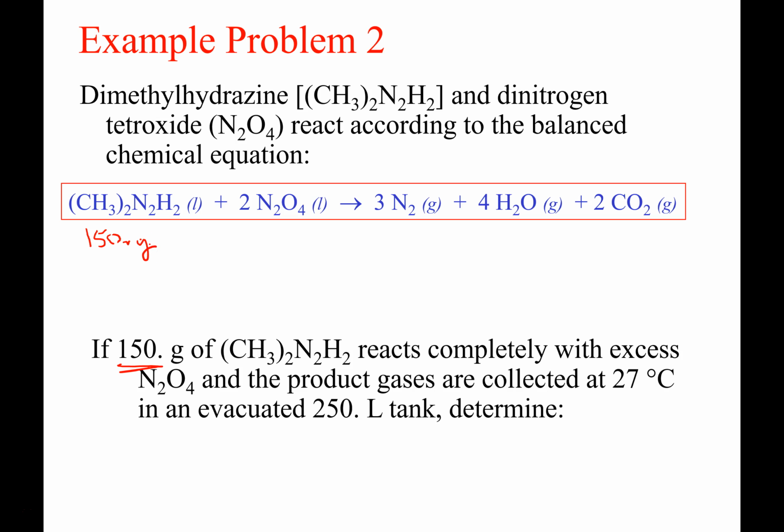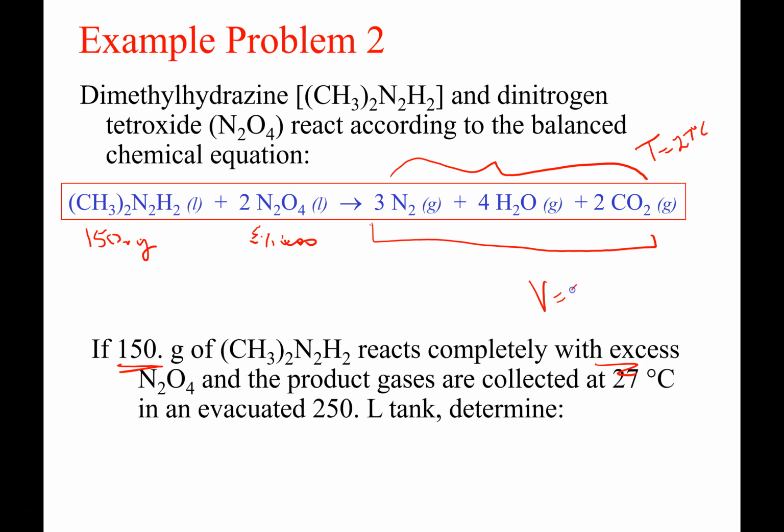It works, but it's a little sloppy. It reacts completely with excess N2O4. And it says that all 3 of these gases are going to be collected. Then the temperature over here is 27 degrees Celsius, so of course we're going to have to add 273 to get it into Kelvin. And it says that they are all going to be bouncing around in the same container with a common volume of 250, so 3 sig figs, 250 liters.